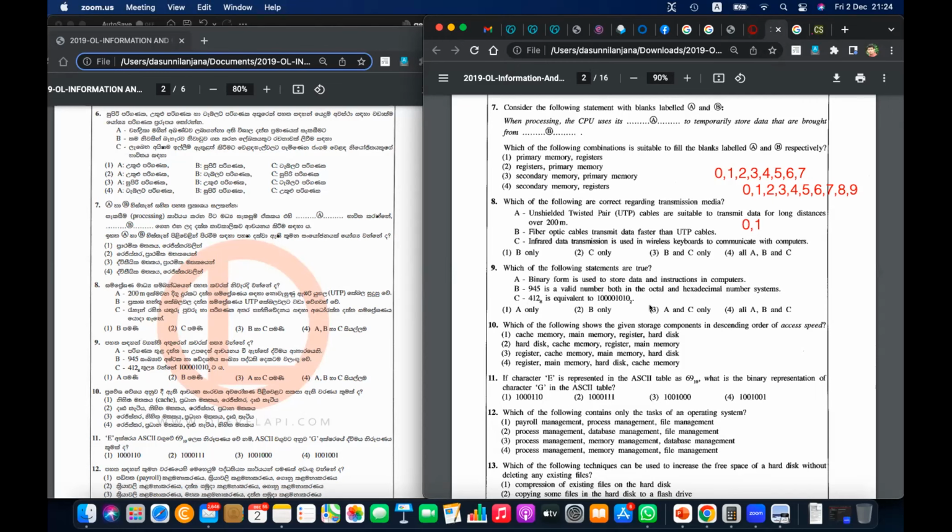Then 412 is equivalent to this. That's easy. So how to translate? I hope you can remember the octal table, we have learned that. But if you cannot remember, let me explain that again. In the octal table, 0 is 000, then 1 is 001, 2 is 010, 3 is 011, 4 is 100, 5 is 101, 6 then 110, and 7 is 111.